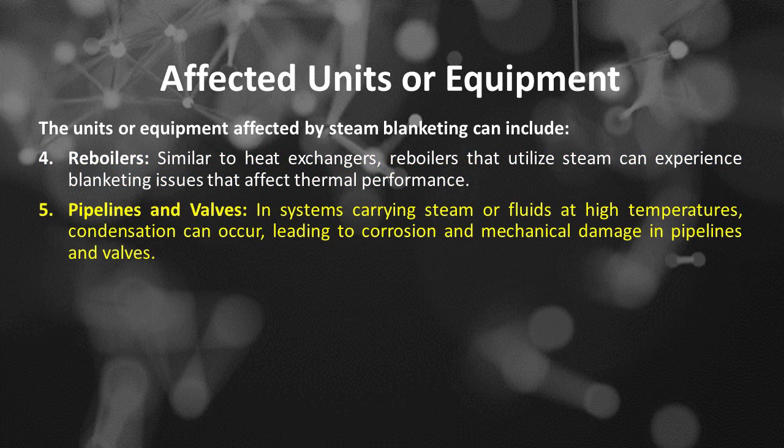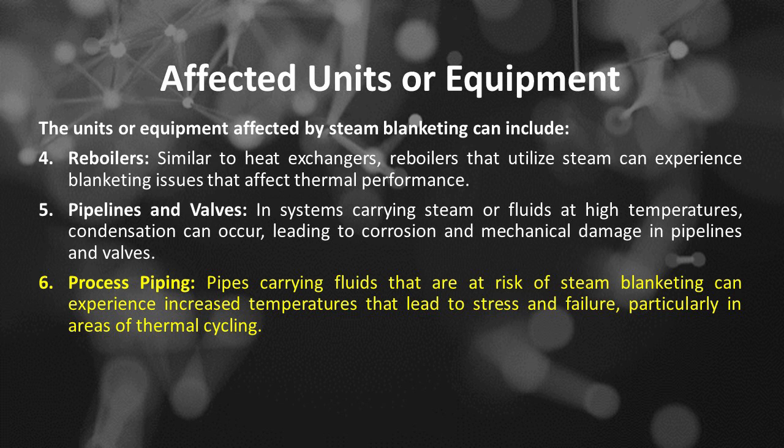Number 5 is pipelines and valves. In systems carrying steam or fluids at high temperatures, condensation can occur, leading to corrosion and mechanical damage in pipelines and valves. Number 6 is process piping. Pipes carrying fluids that are at risk of steam blanketing can experience increased temperatures that lead to stress and failure, particularly in areas of thermal cycling.